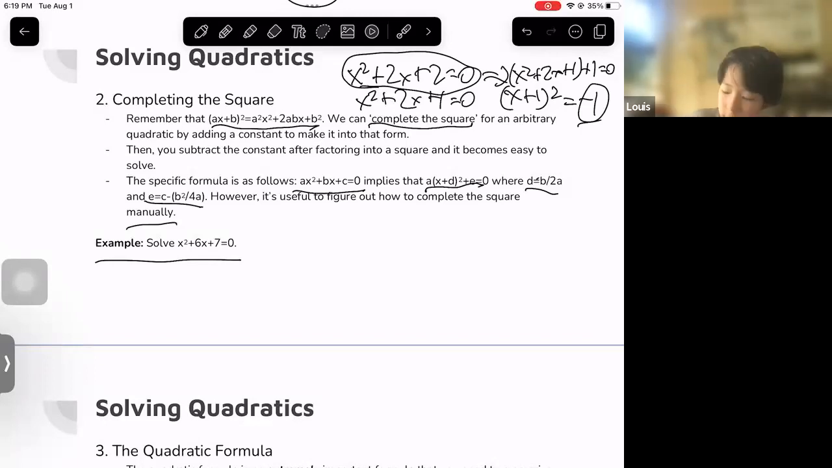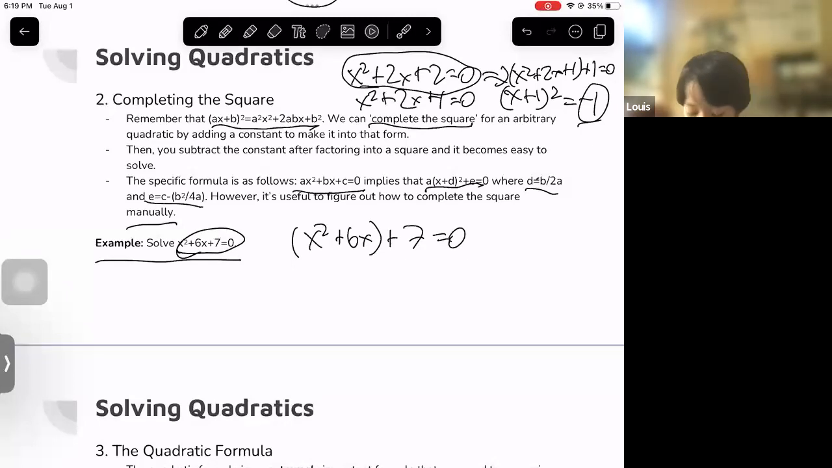Okay, I'll go over this problem now. We're asked to solve x squared plus 6x plus 7 equals 0. And now we want to find a constant such that if we add the constant to x squared plus 6x, it will become a perfect square.